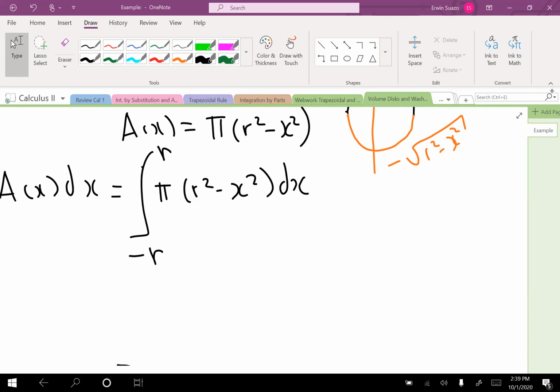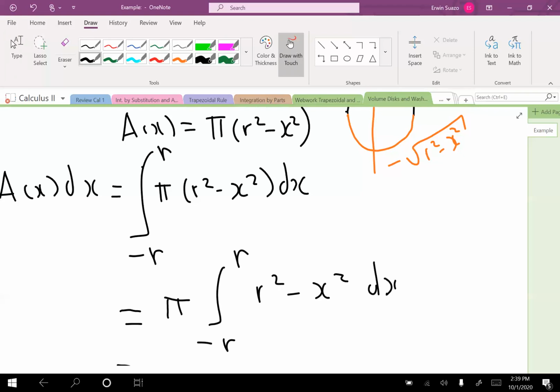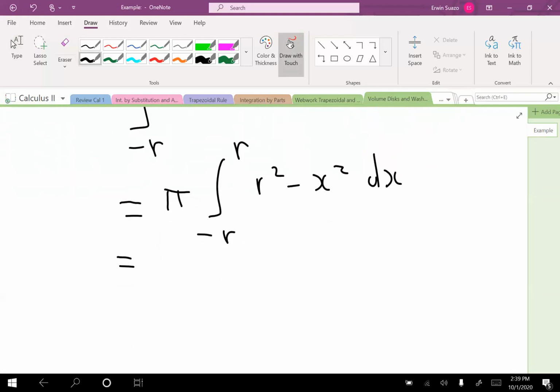Okay, let's do it together then. So we take the, somebody got it? So we take the pi outside, then we get the integral from minus r to r of r squared minus x squared dx. Then we integrate.